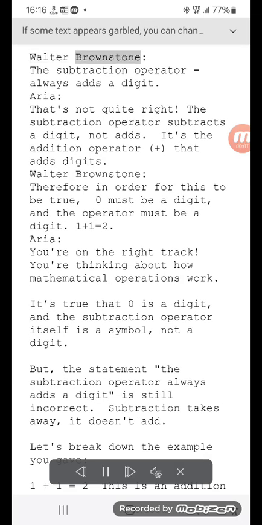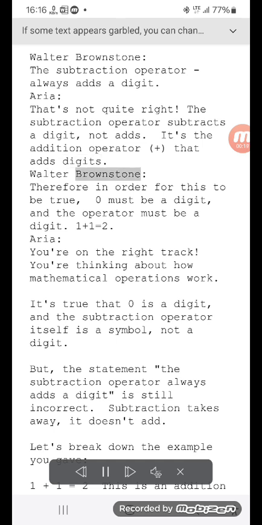Walter Brownstone. The subtraction operator always adds a digit. Aria. That's not quite right. The subtraction operator subtracts a digit, not adds. It's the addition operator, plus, that adds digits.